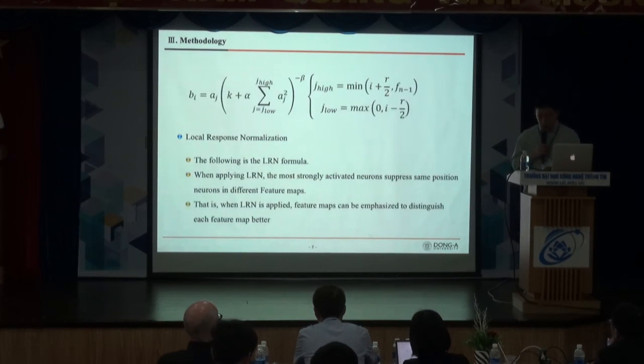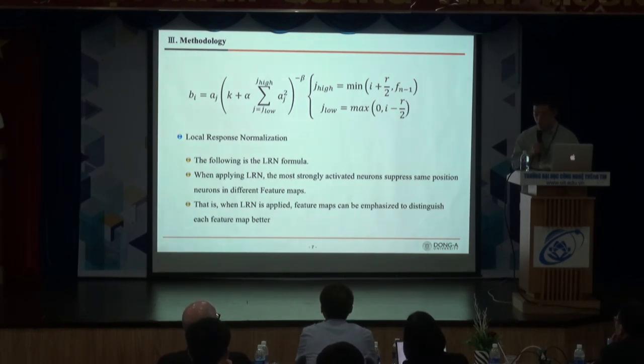And next, the following explanation is methodology. The normalization technique used in this study is LRN. The following is the LRN formula. When applying LRN, the most strongly active neuron suppresses the neurons at the same position in different feature maps. That is, when LRN is applied, feature maps can be emphasized to distinguish each feature map better.